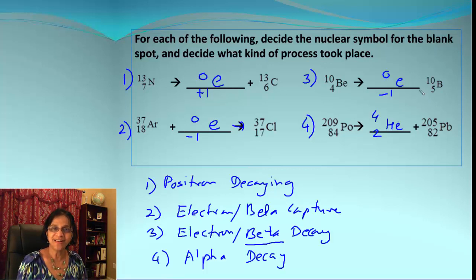There you go. For reaction number 3, we end up getting an electron, which is decay. It can also be called beta decay. And for reaction 4, when we balance the atomic mass number and atomic number, we end up getting a helium nucleus, which is nothing but alpha decay.